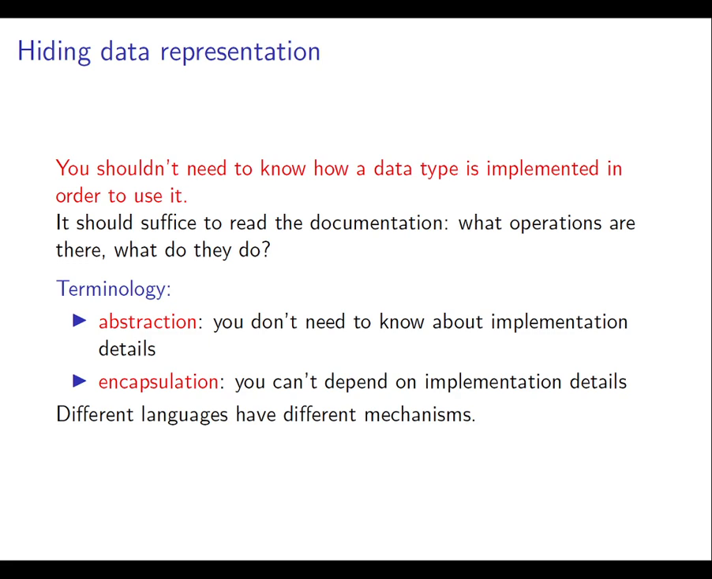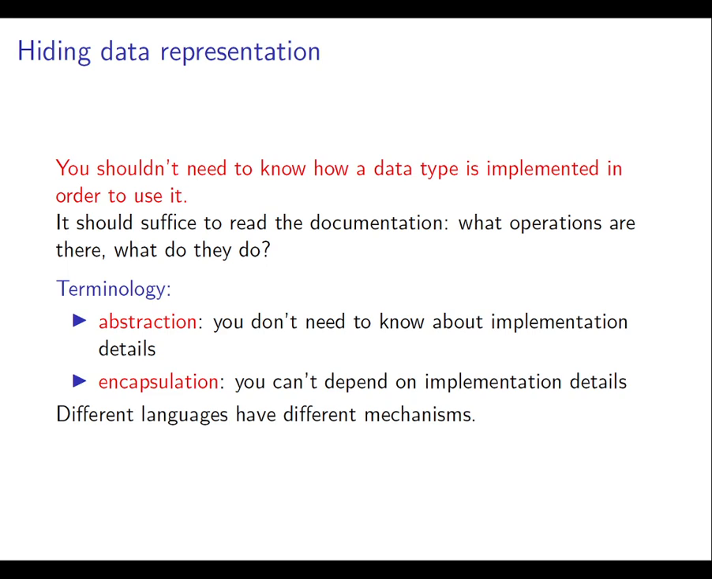So abstraction and encapsulation are closely related ideas, but they're not exactly the same. The idea is that you have a good abstraction of a data type if it's possible for you, when you are a client writing a program to use the data type, to not need to know about the implementation details. So it is possible for you to use the data type without understanding all the stuff that's hidden. And it's encapsulation if there's a mechanism in the language that means that you cannot depend on implementation details. Okay, not just you need not, but you cannot. So encapsulation is a stronger idea than abstraction.